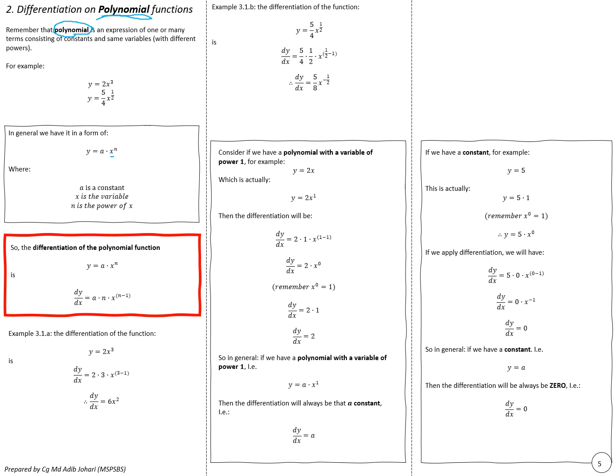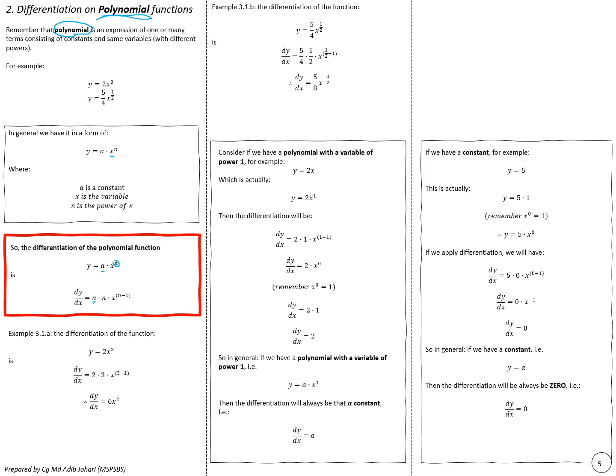If you have y equals ax to the power of n, the differentiation dy over dx is equal to a, the constant under multiplication. So you just copy it and set it aside. Then you bring down the power in front and multiply it. And then finally you minus the power with 1. You always minus it with 1.